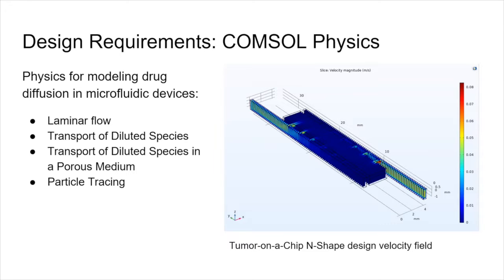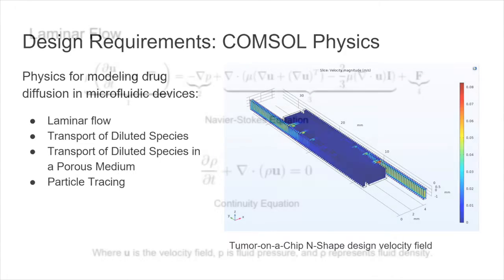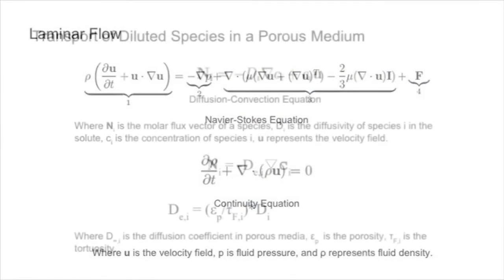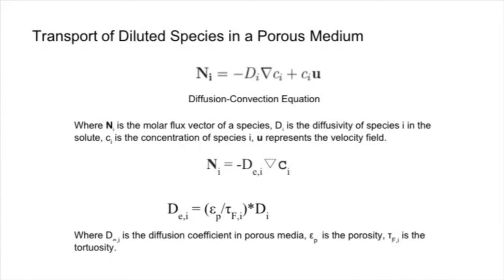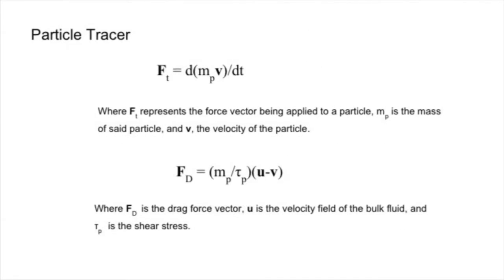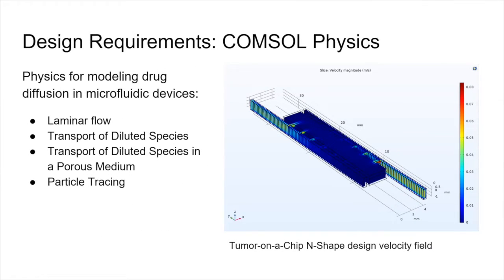In order to simulate drug diffusion in the tumor-on-a-chip design, laminar flow, transport of diluted species in a porous medium, and particle tracing physics were selected in COMSOL. The model parameters of flow rate and drug concentration, or the number of particles entering, needed to be specified. Inlet flow rate was defined as 0.033 meters per second in the laminar flow physics. This flow rate is used to calculate the velocity field, which determines the particle trajectories.